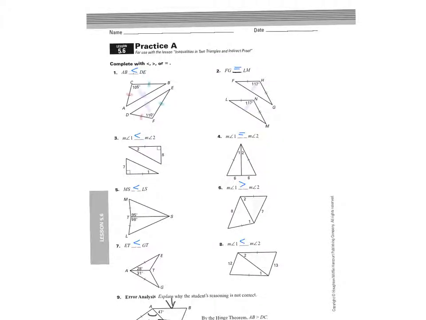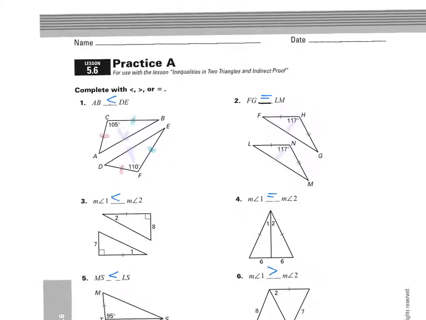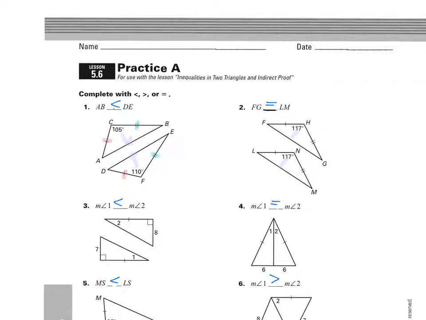Here are the answers for 5.6 Practice A. Here are 1 through 4. Again, remember to apply the hinge theorem. You need to make sure that you have two congruent sides and that the angle that you're going to be comparing is the included angle. Any questions on 1 through 4?